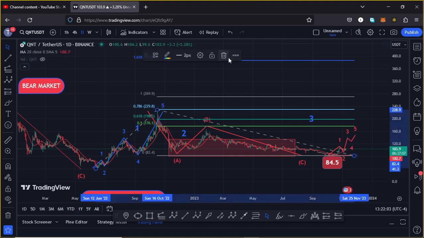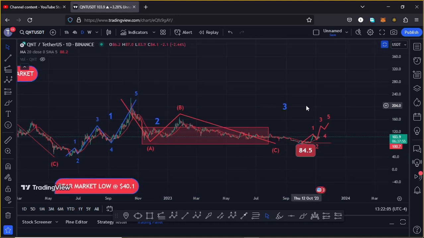So that is what I'm keeping my eyes on here on the QNT chart, on the short term and also on the long term.